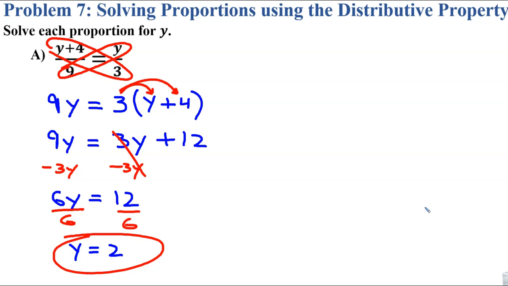Okay, so a little more complicated than a simple proportion with a single variable. But once you cross multiply, you're kind of back to where we were with some other equations we've already solved today. Pause the video, go ahead and give part B a shot, check your answer before you move on.